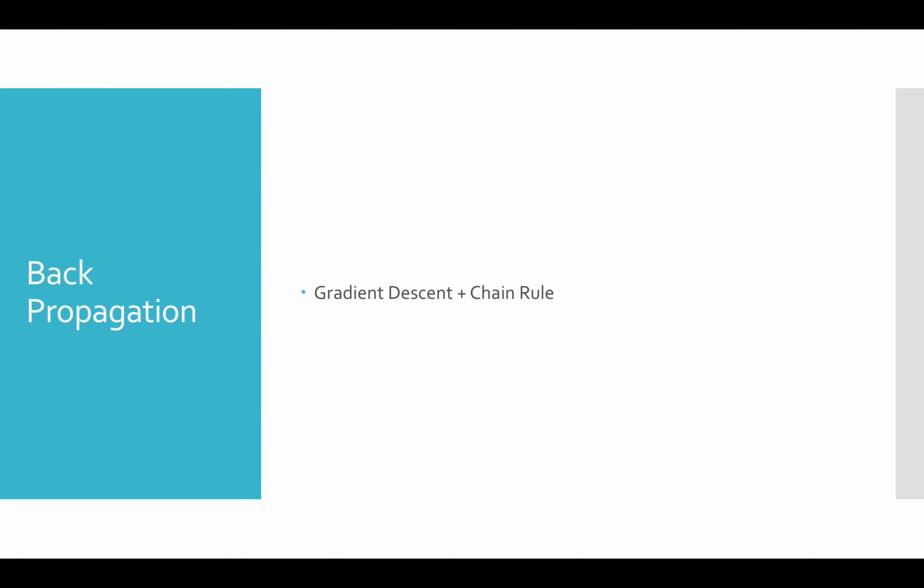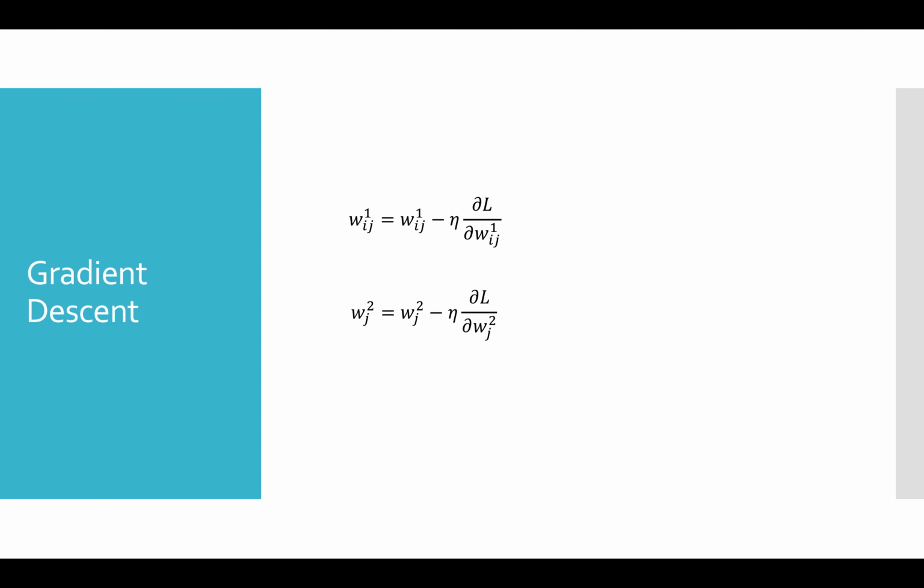So backpropagation is just gradient descent plus the chain rule. So we just talked about the chain rule, so we have to do the gradient descent part. In order to update W1, we just take the old W1 and we subtract some learning rate, eta, times the derivative of the loss with respect to that W1, and similarly with W2.